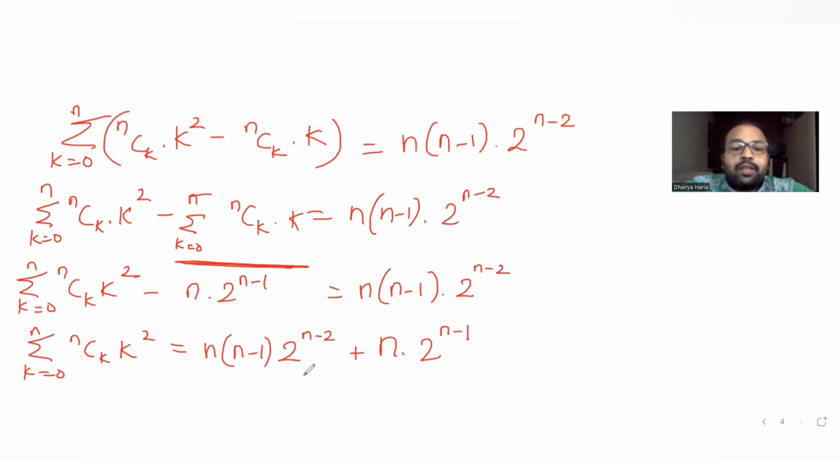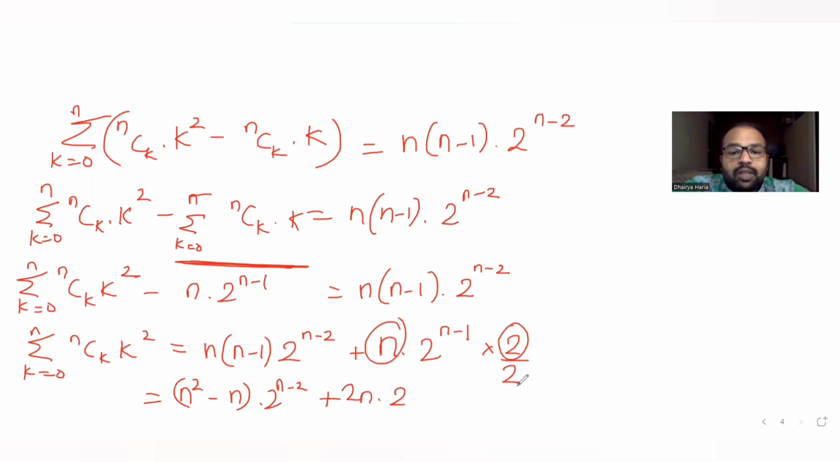Now let's try to make the same powers of 2. Here I have n minus 2, so I will multiply and divide by 2 on the second term. This becomes n square minus n, 2 raised to n minus 2, plus here 2 and n become 2n, and the inverse of 2 makes it a negative power, so it becomes 2 raised to n minus 2 again. Taking 2 raised to n minus 2 as common, I have n square minus n plus 2n, that is n square plus 2n minus n, which gives us n square plus n.